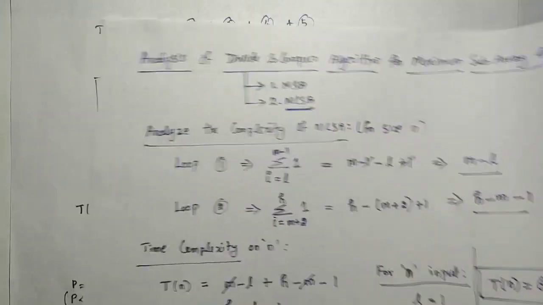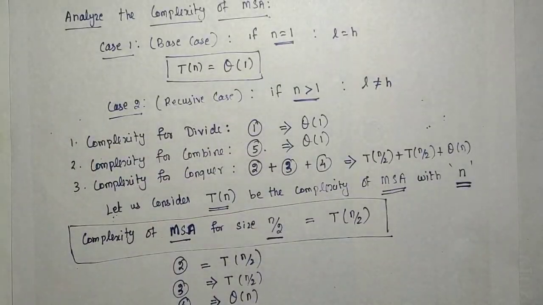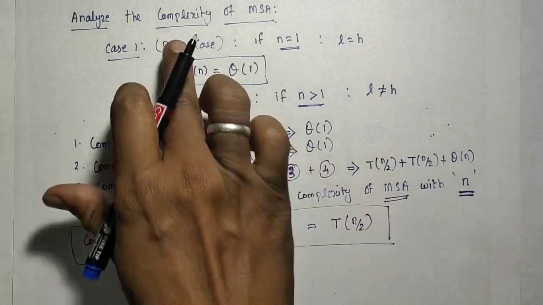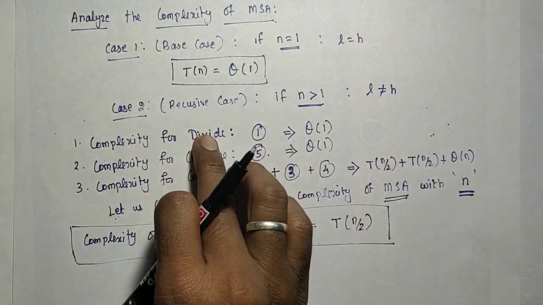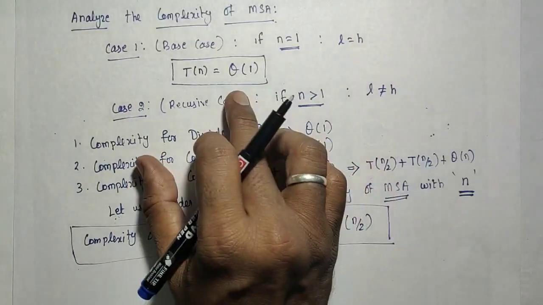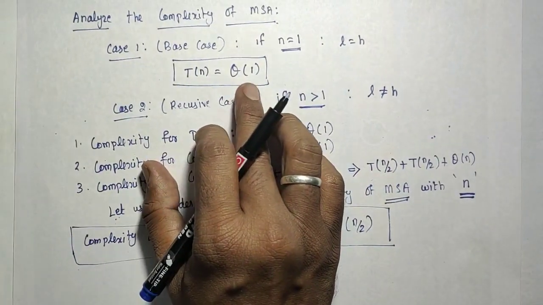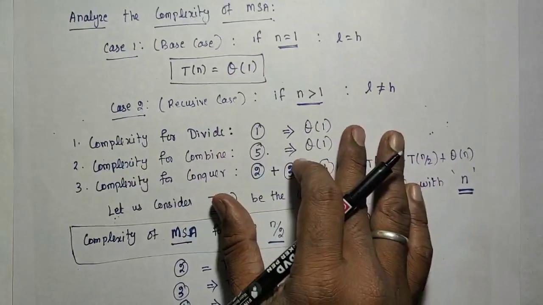The next is the complexity of MSA. There are two cases, the base case and the recursive case. In the base case, if n equals 1, l equals h, and it will not execute any recursive function. So in that case the complexity is O of 1, a constant complexity.